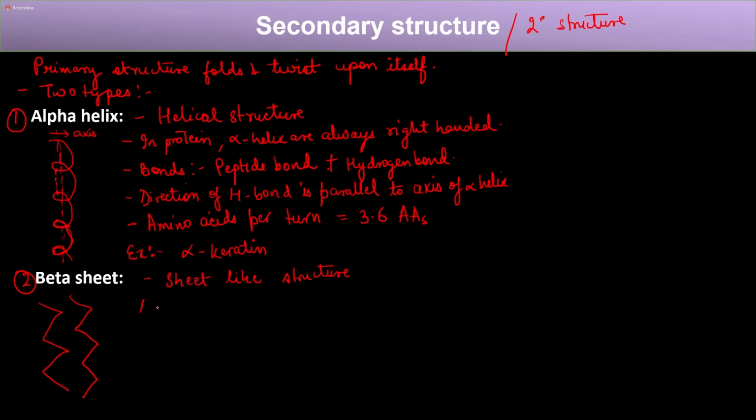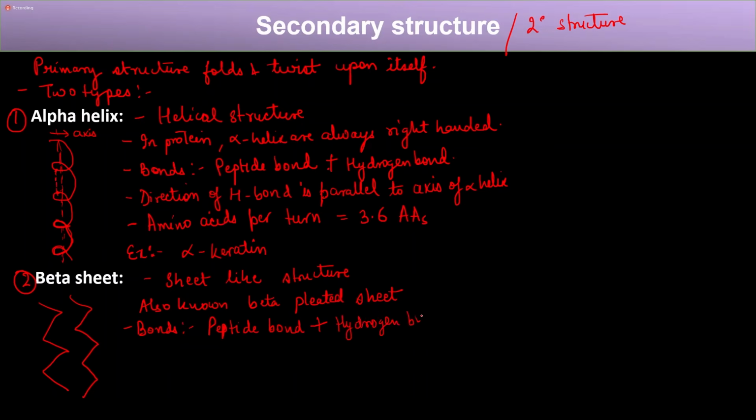This beta sheet is also known as beta pleated sheet. So if someone says beta sheet or beta pleated sheet, both are the same. Now again, what bonds are present in the beta sheet? The same as the alpha helix. So it has peptide bond, because it is formed upon the folding of the primary structure, plus it also has hydrogen bond.